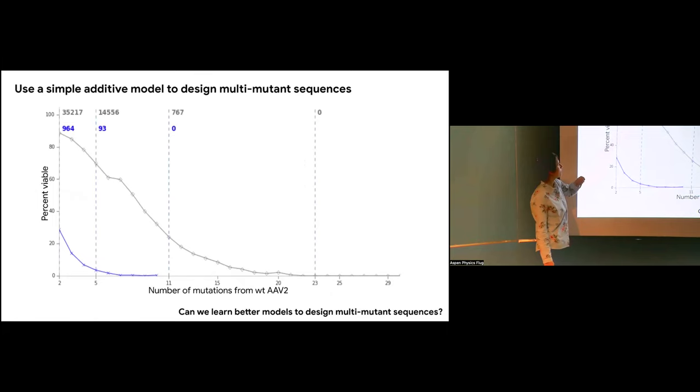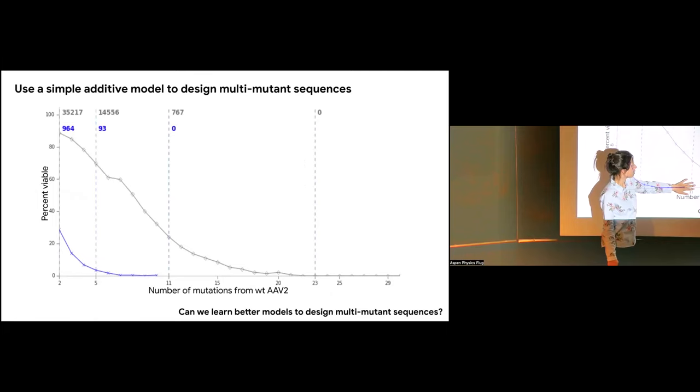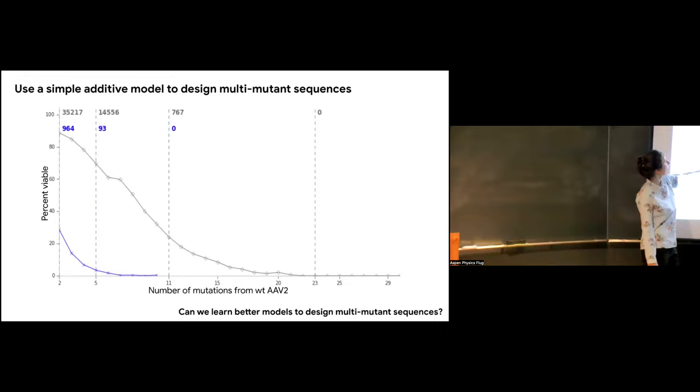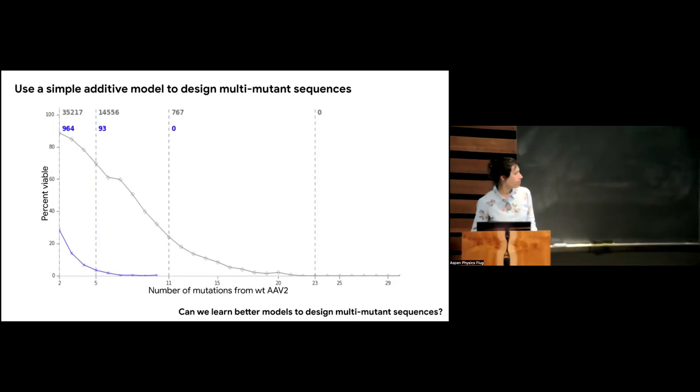But once you get to 11 mutations away, it's becoming much more difficult, and 20 mutations out, you're really struggling. Just to contrast that, in the random case, you lose viability very quickly indeed. Even making two changes, you only have less than 30% viability, and it quickly dies off. So it's not trivial, this space, but if you know the single mutants, you can do a reasonable job with an additive model. But we wanted to ask, can we learn better models to design multi-mutant sequences?